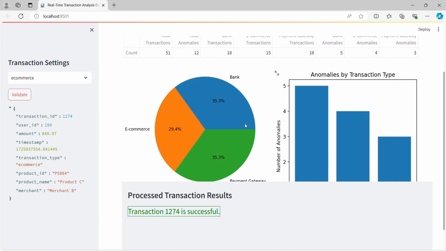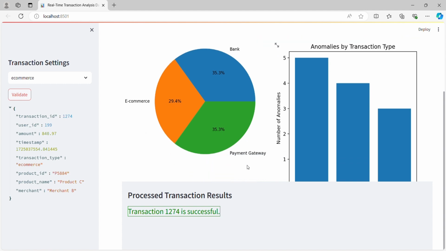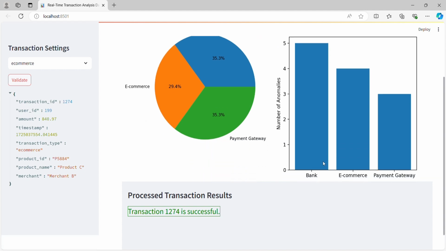On the same summary section, we have created some pie charts and bar charts as well, where you can see what percentage of the transactions has been processed by this platform. In this section, if you see, 35% were bank transactions, 29% were e-commerce transactions, and 35% were payment gateway. And the same way we can see how many anomalies were found, and from which type of transaction lots of anomalies are occurring in the platform. That also we can summarize.